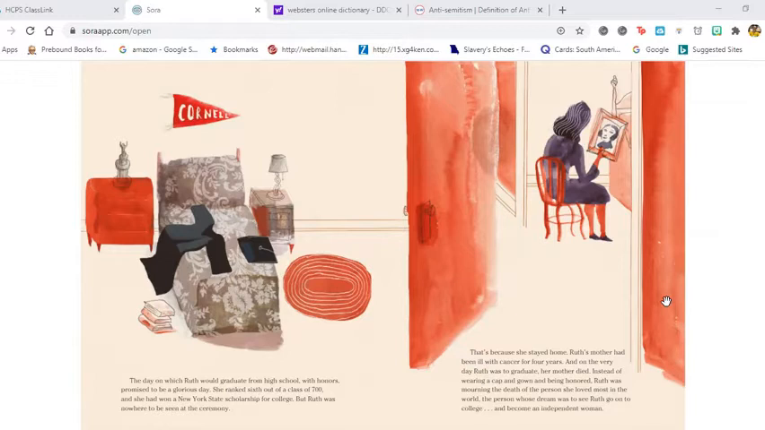But Ruth was nowhere to be seen at the ceremony. That's because she stayed home. Ruth's mother had been ill with cancer for 4 years, and on the very day Ruth was to graduate, her mother died. Instead of wearing a cap and gown and being honored, Ruth was mourning the death of the person she loved the most in the world, the person whose dream was to see Ruth go on to college and become an independent woman.